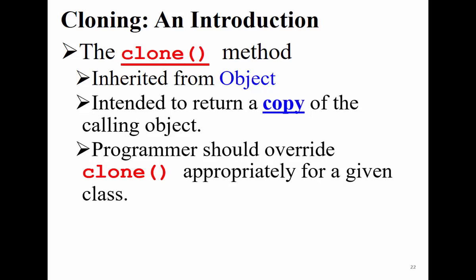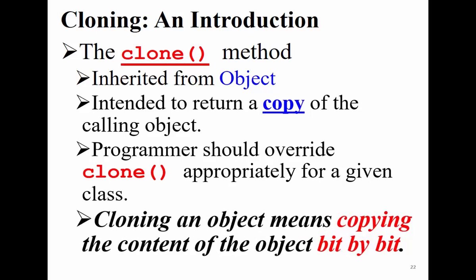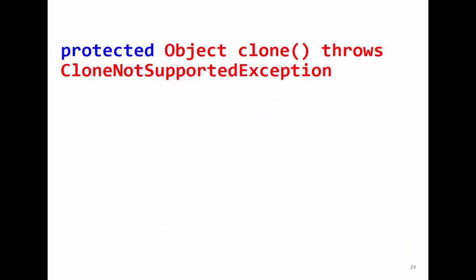We have to override clone in an appropriate way for a given class to be able to retain a copy of this object. And cloning an object means copying the content of the object bit by bit. What do you mean by that? You have the object, you have the fields, and you have the methods. You create a copy of this object, clone the copy of this object. To be able to do this, you have to override the clone method.